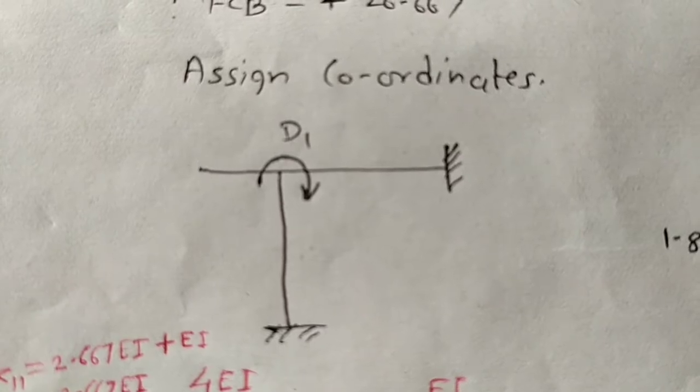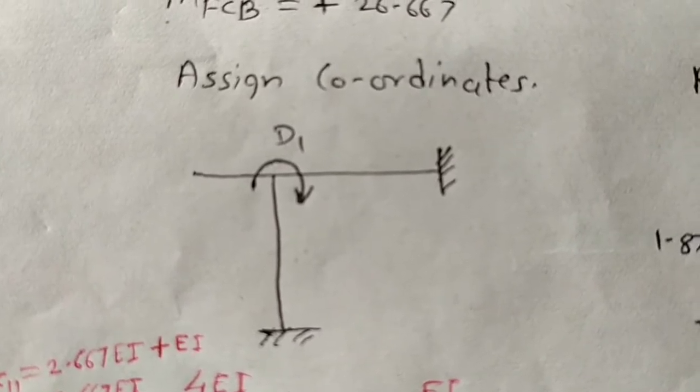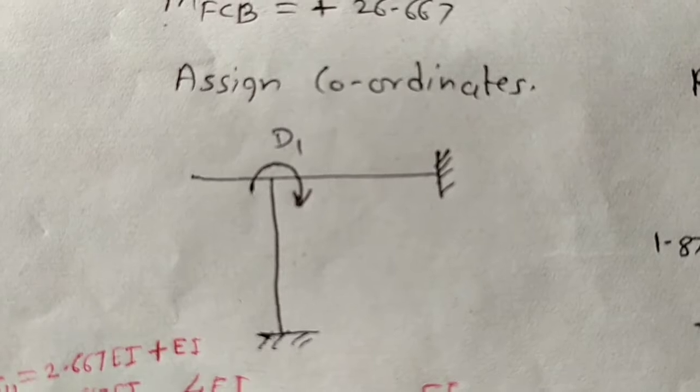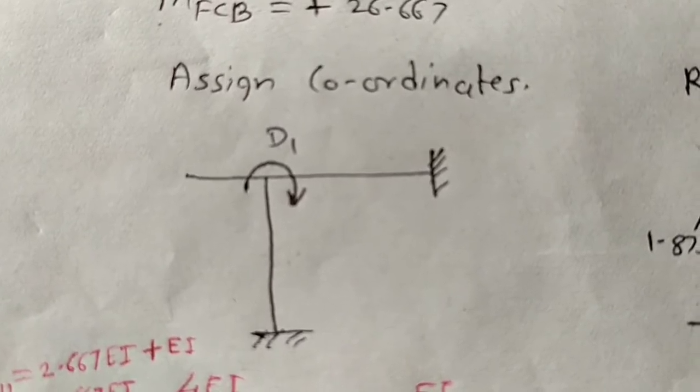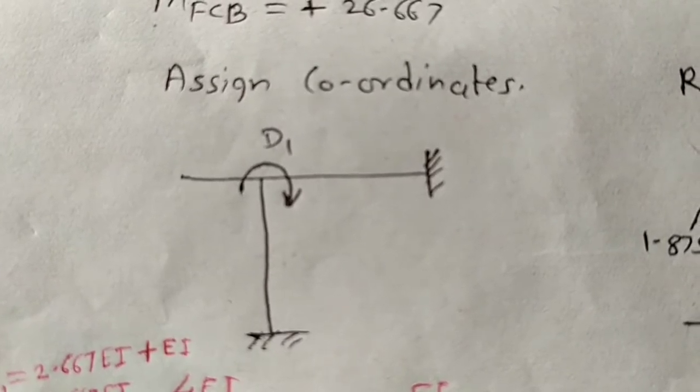Next step is to assign coordinates. Assigning coordinates means we just assume the direction of D1. We have assumed D1 as clockwise.